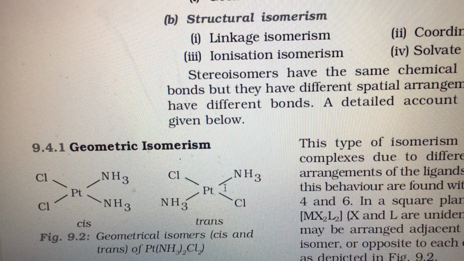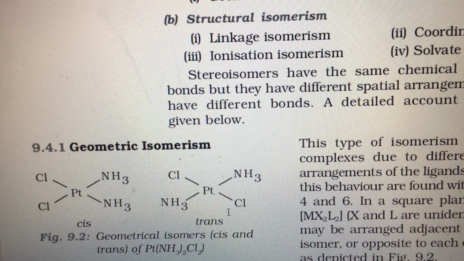And a square planar complex MABCD, where all ligands are different, exists in 3 geometrical isomeric forms. Square planar complexes never show optical isomerism. We also saw that a tetrahedral complex can never show geometric isomerism, but if all the ligands are different, like A, B, C, D, then it can be optically active.